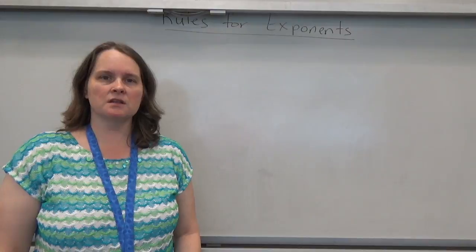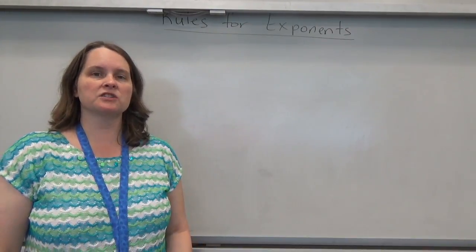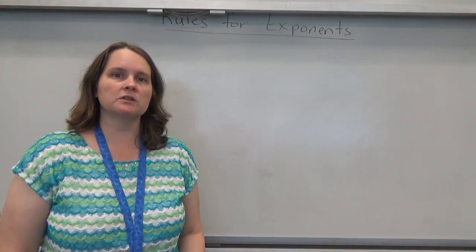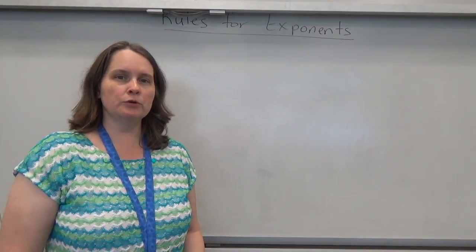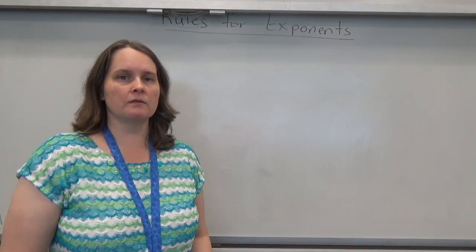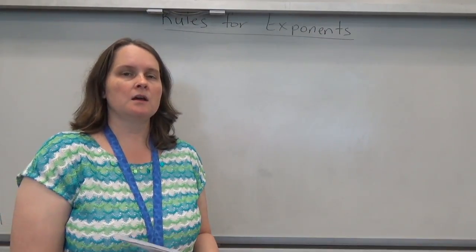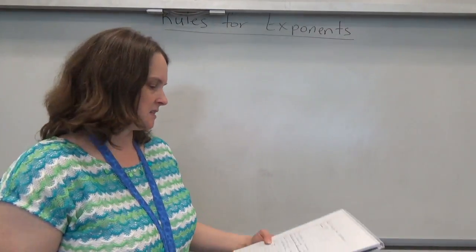Okay, just like we discussed, we do not like to leave negative exponents. We do not like to leave fractions that are not simplified. Another rule that we have is that we do not want to leave a square root in the denominator of a fraction. So the process of removing a square root from the denominator of a fraction is called rationalizing the denominator. Okay, so let's look at some examples where we have to rationalize a denominator.